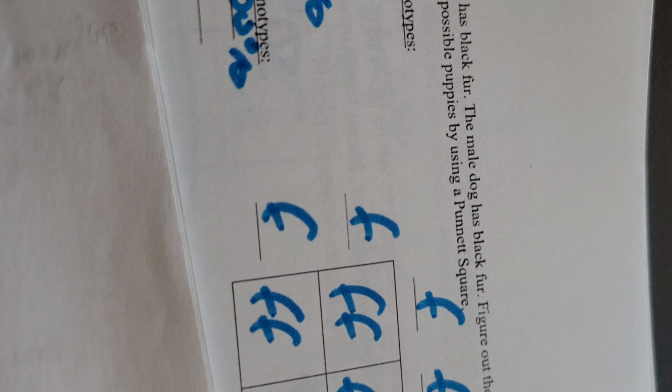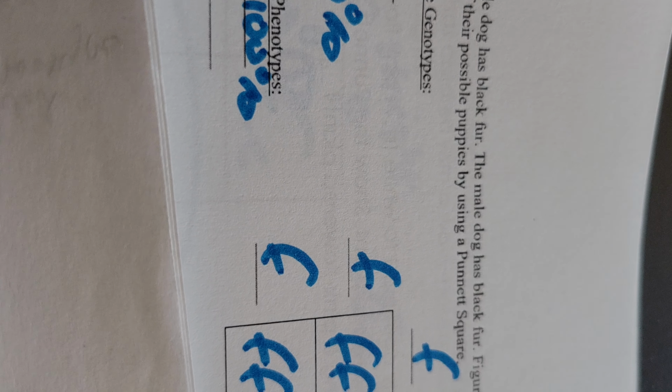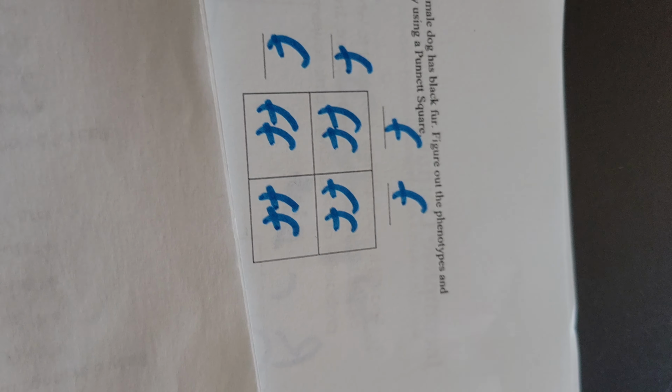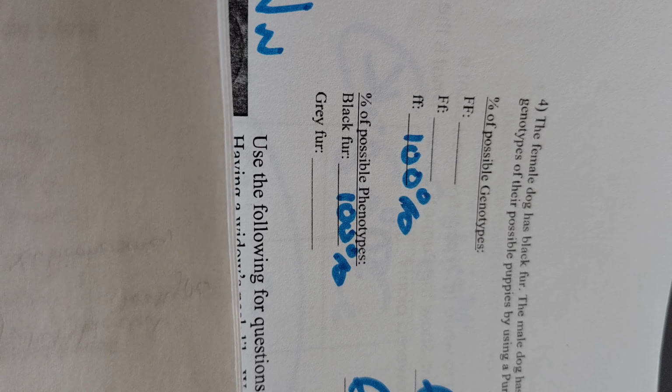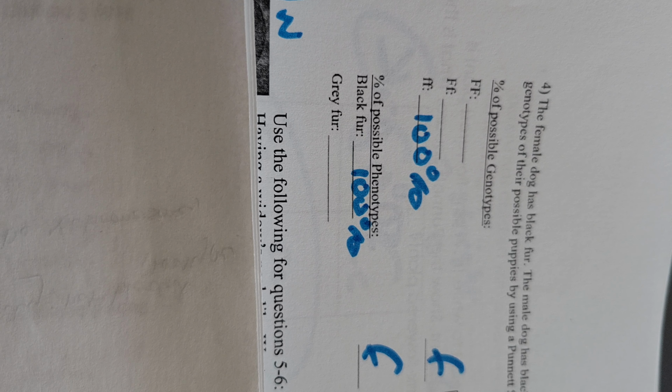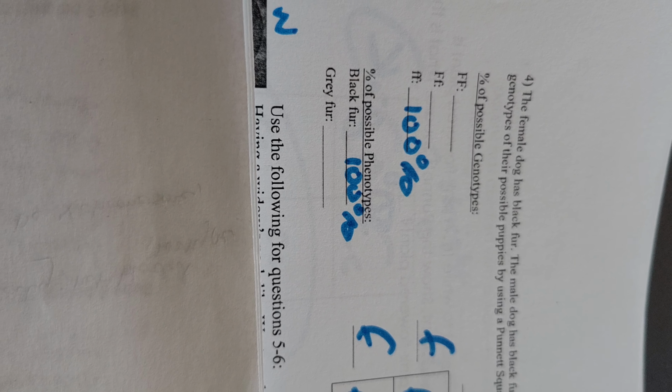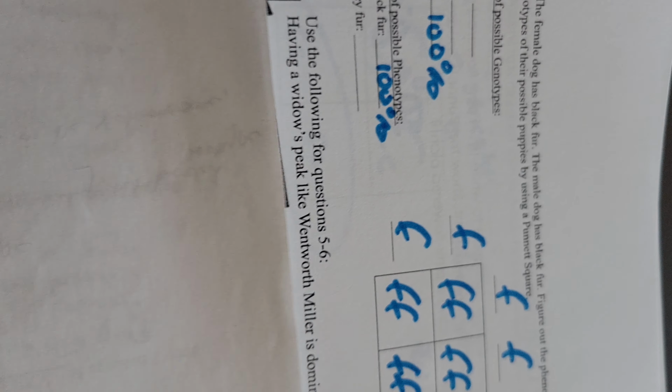For number four, it says the female dog has black fur. The male dog also has black fur. So that's both little f, little f, little f, little f. That gives us all 100% black fur. All right, so modify as needed.